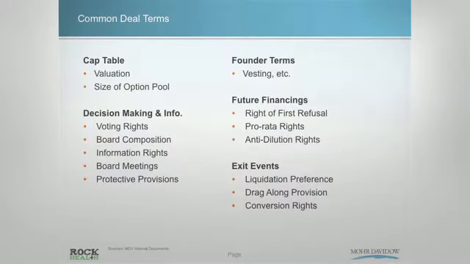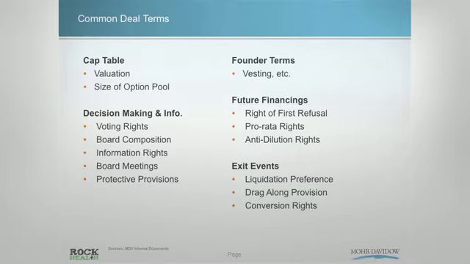The next category is around decision-making and information. I put these terms into this chunk because practically they're all about how the company is run and what happens in a board meeting. They're all about how you vote to approve the budget of a company.